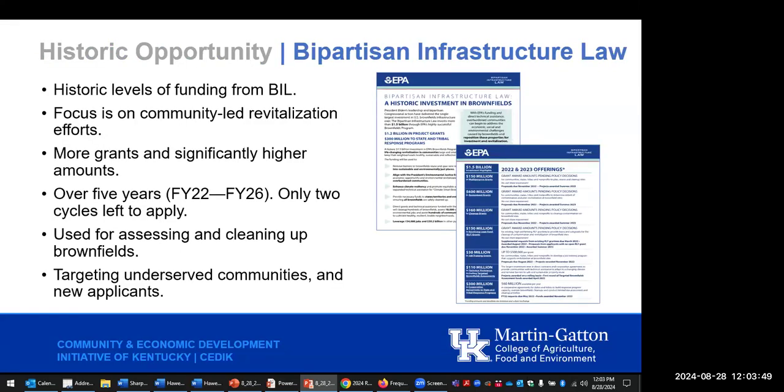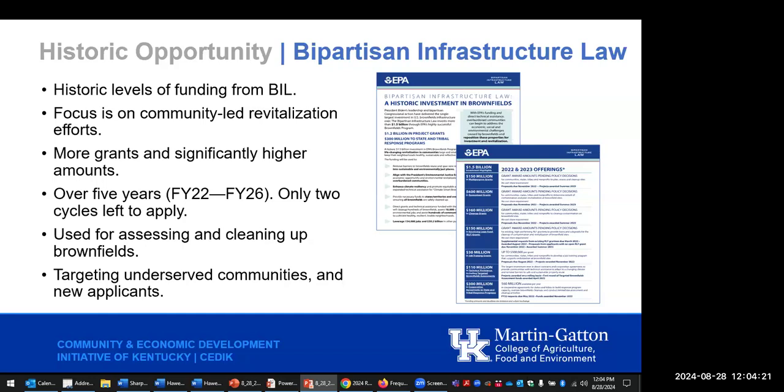Hey everyone, my name is Kiersten O'Leary. Again, I'm with the State Brownfield Program. As a part of this partnership with UK, that has all come about because of the influx of funding under the bipartisan infrastructure law that Brownfields has received. It was an additional $5 billion, with a B, that was pumped into this program when this legislation was passed. So this is historic levels of funding from the bipartisan infrastructure law.